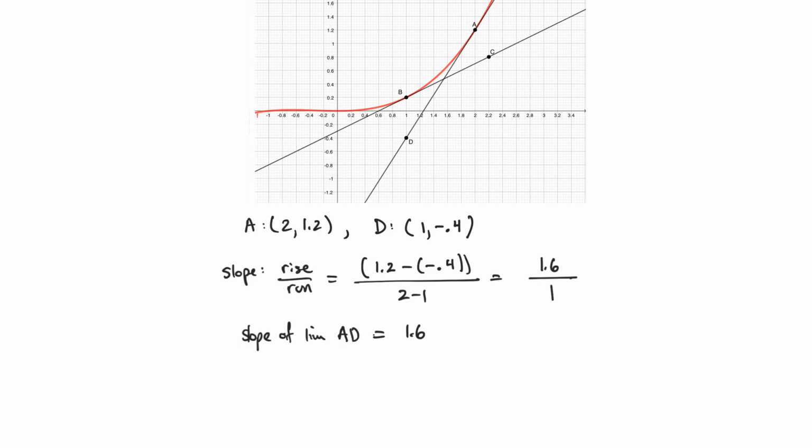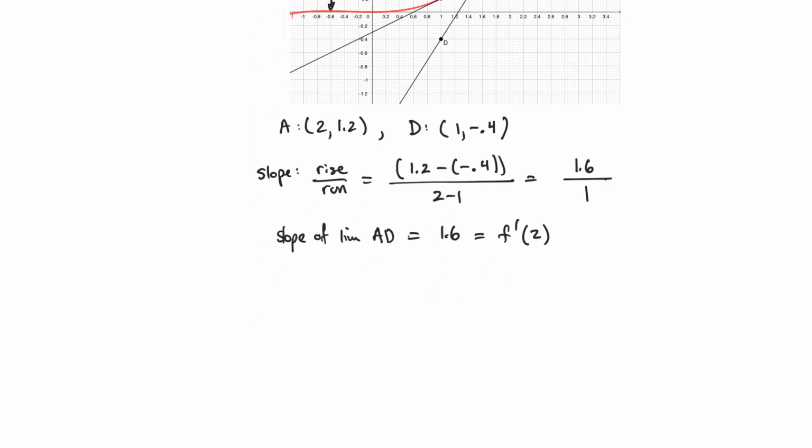What this means is that if the red graph is the graph of f of x, what we have determined is f prime of the x coordinate of A, because that's the point of tangency. So we know that the slope of that line, and hence the value of the derivative, is 1.6. Next we'll get the equation for this line, and that's actually relatively easy to do because we're going to use the point slope form of the equation of the line.